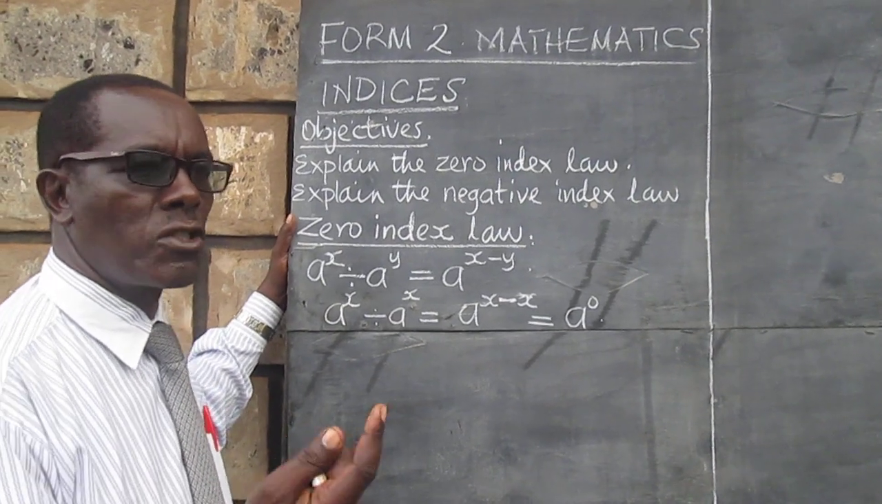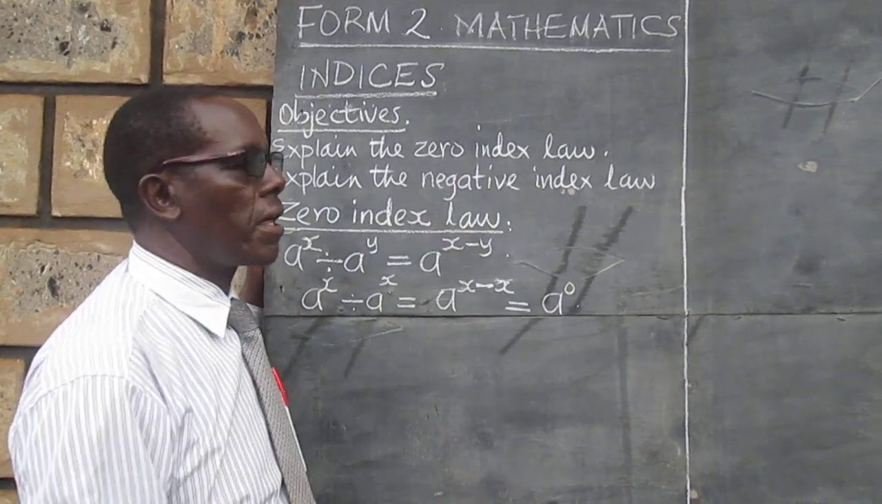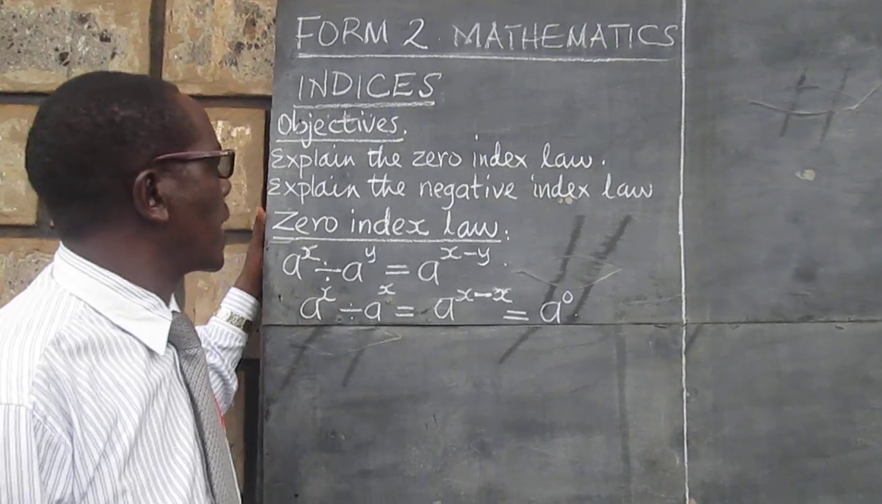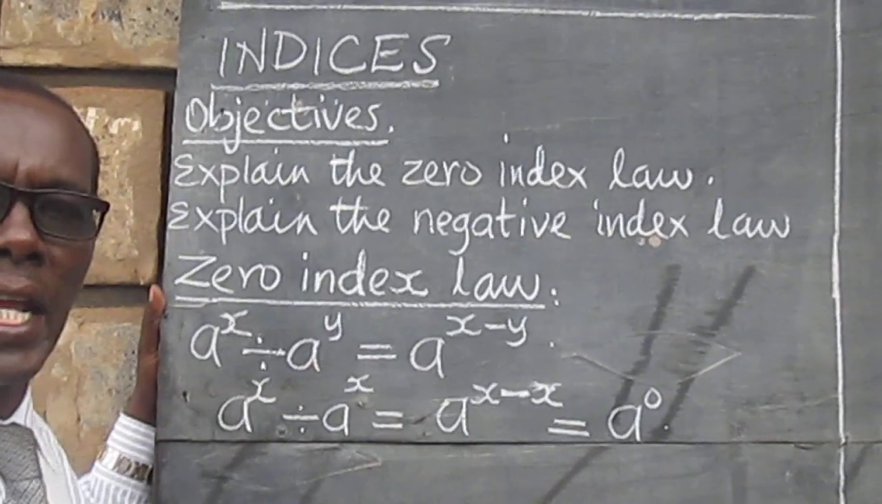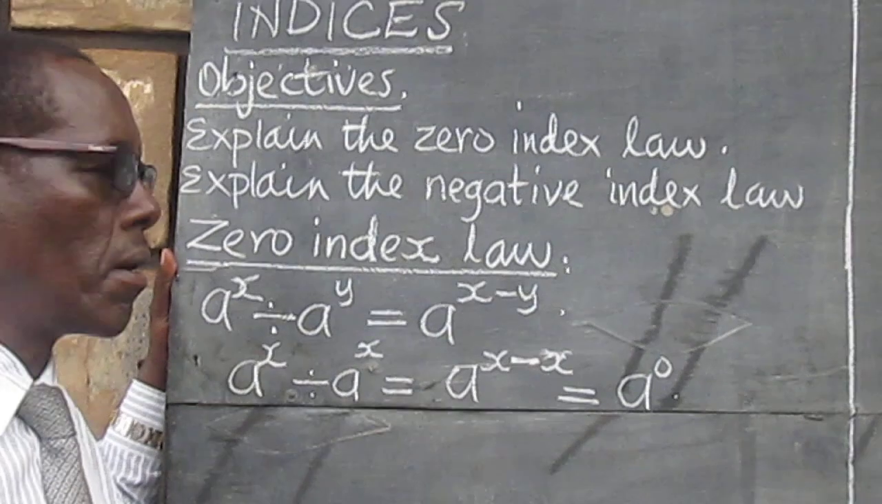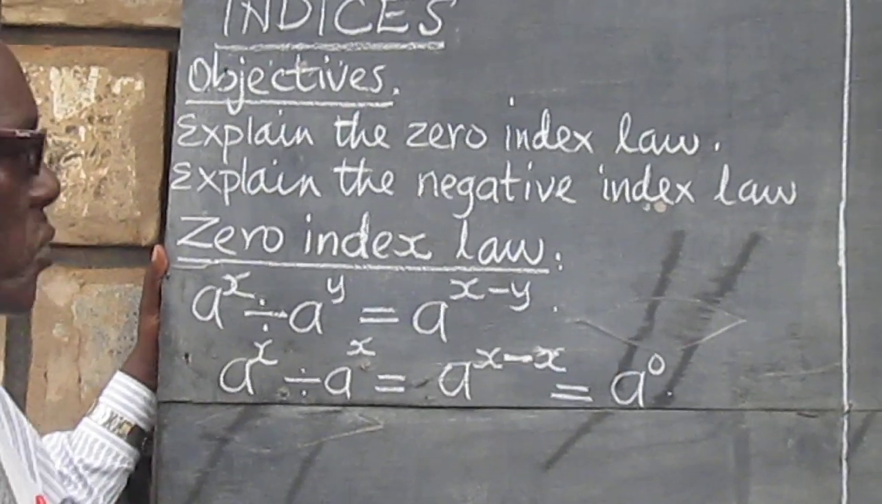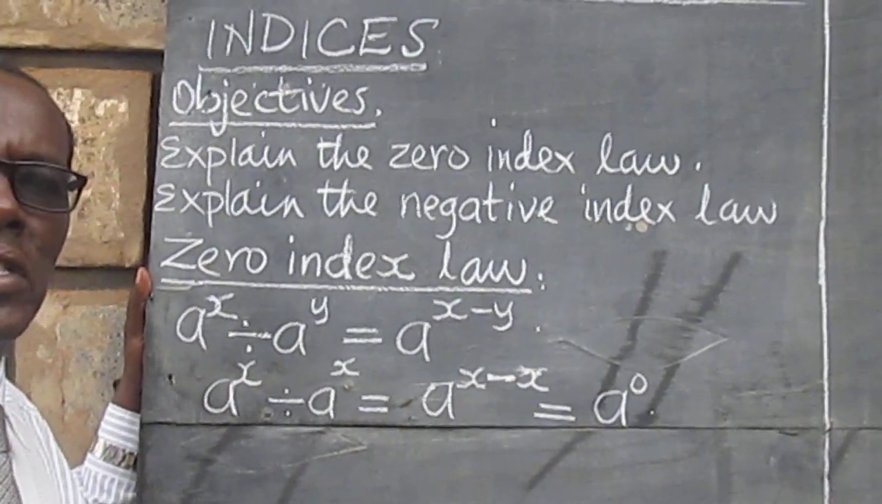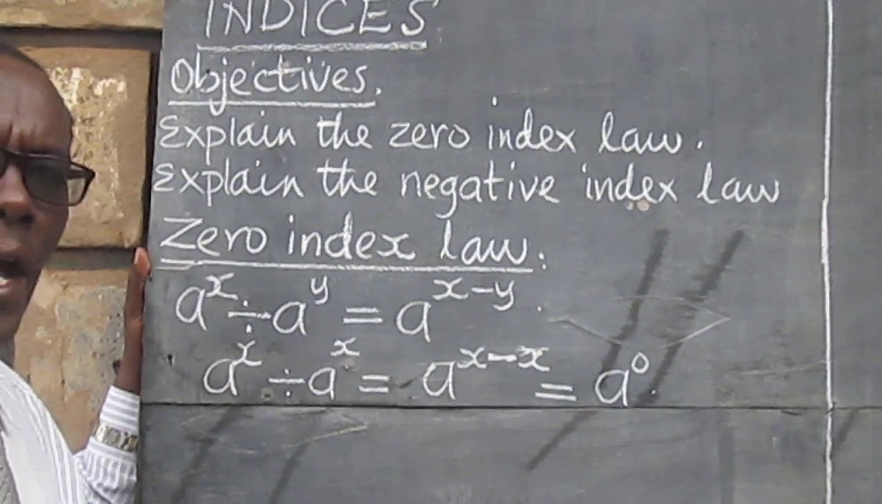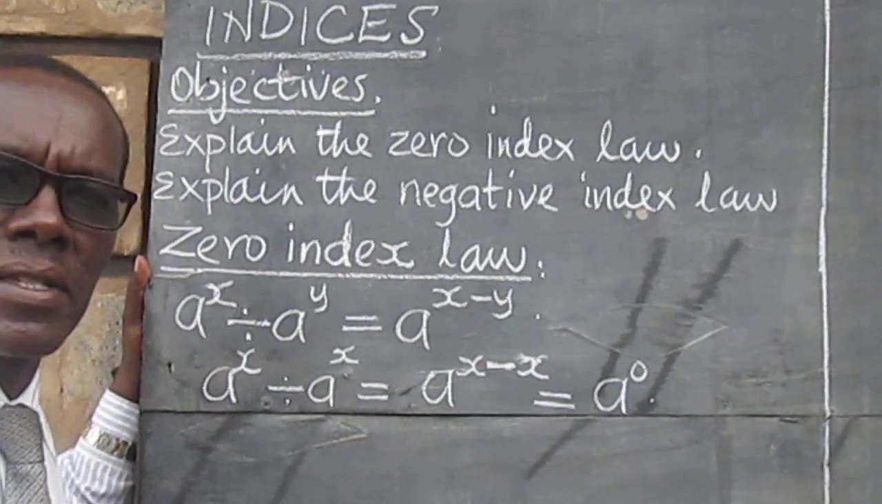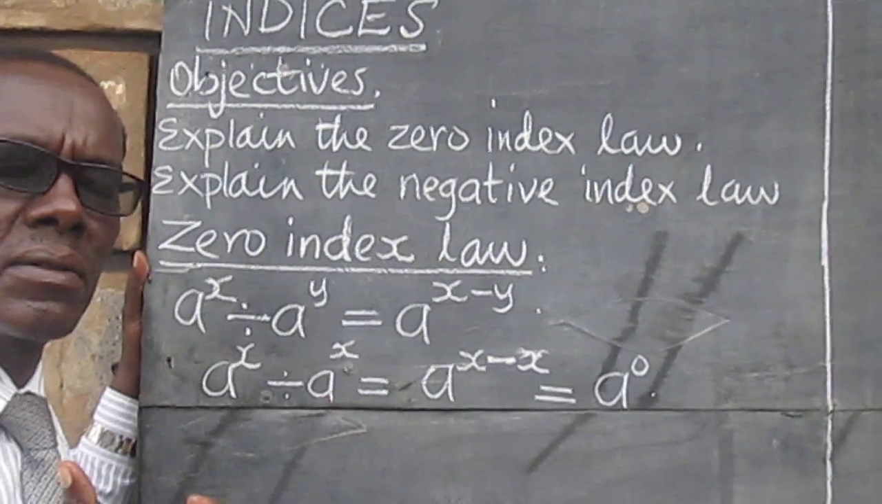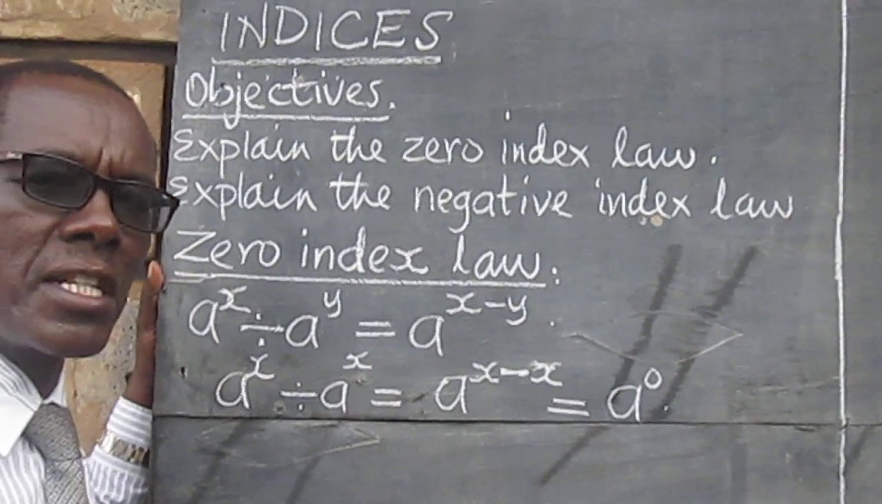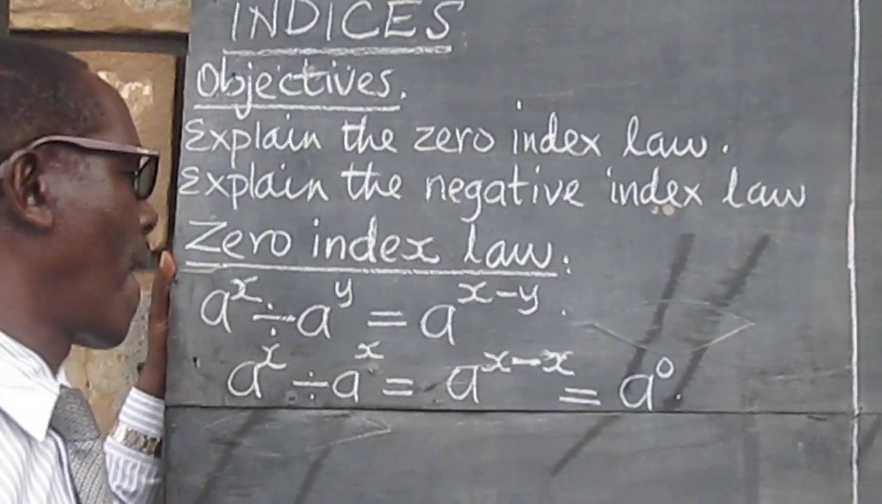So our objectives are two. We explain the zero index law, and then we explain the negative index law. So let's move straight to the zero index law. As the title suggests, the index is a zero. So how we get to that is what we want to look at.